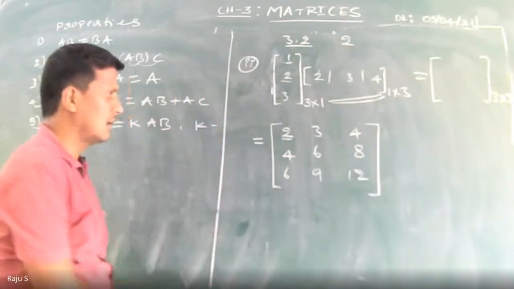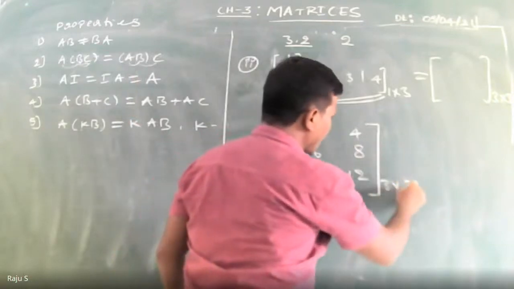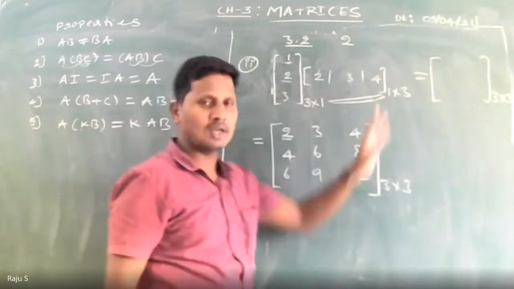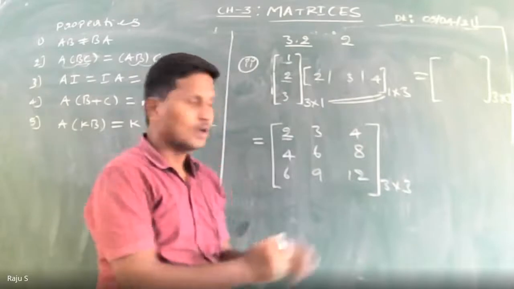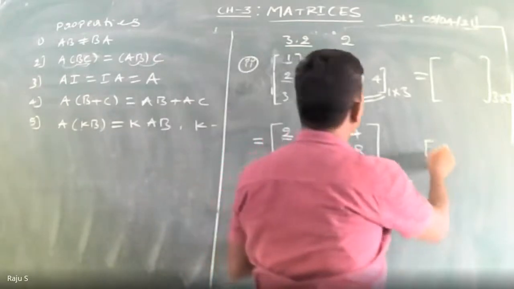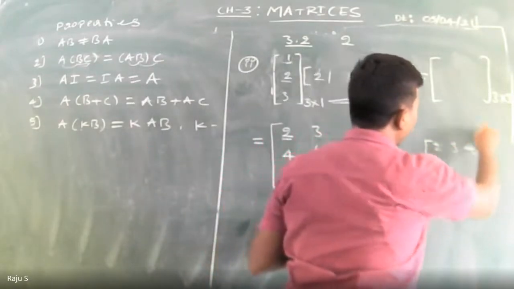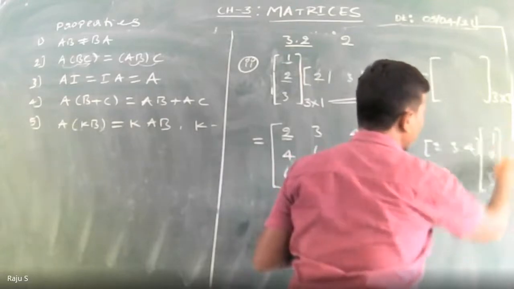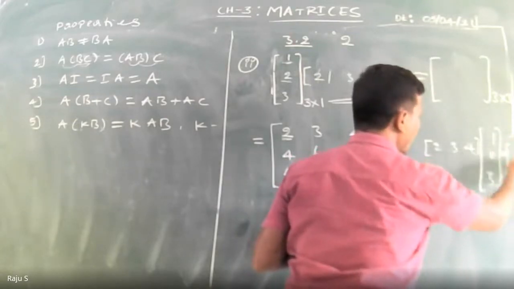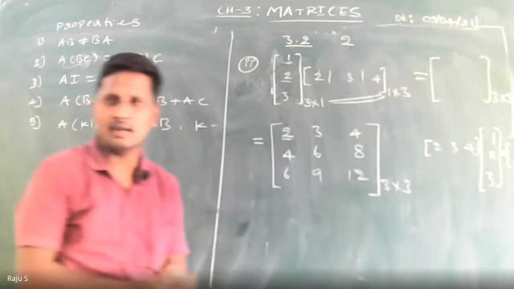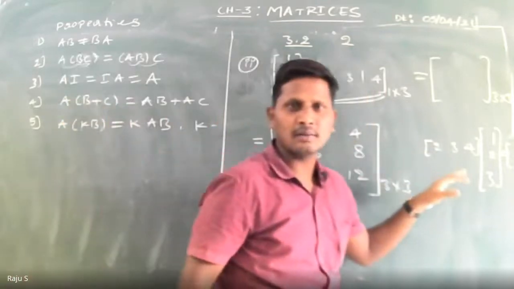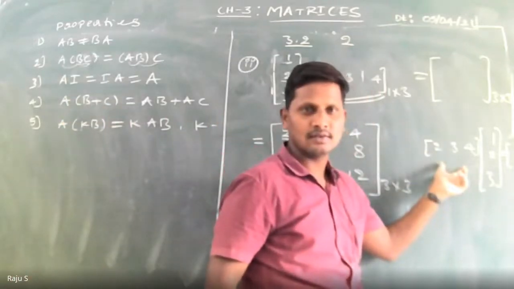So this is the resultant matrix that is of order 3 by 3. In the same way, you can form it reversely, like you can take 2, 3, 4 into 1, 2, 3. So what is the answer we are going to get? Anyone? What is the resultant matrix of order in this case?